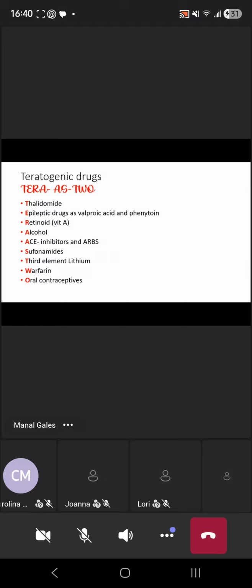Also, alcohol, ACE inhibitors for blood pressure, sulfonamides, lithium, warfarin, an anticoagulant, and oral contraceptives for sure. Okay, so remember these medications, these are teratogens, and they like to ask either HESI or NCLEX.